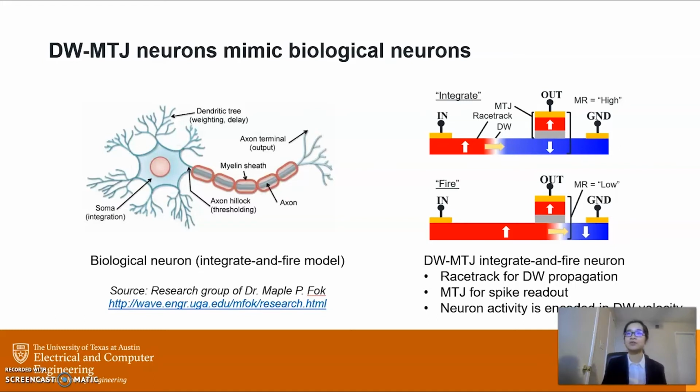First, in the integration phase, the domain wall in the racetrack is driven by spin or electrical currents towards the magnetic tunnel junction, or MTJ. After it passes underneath it, the MTJ magnetoresistance will be switched low and an output current is generated at its terminal. So the neural activity is encoded in the domain wall velocity and position. Neurons with a higher domain wall velocity will fire sooner and are therefore more active.